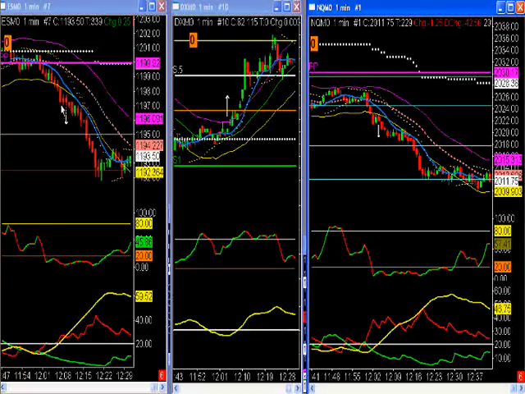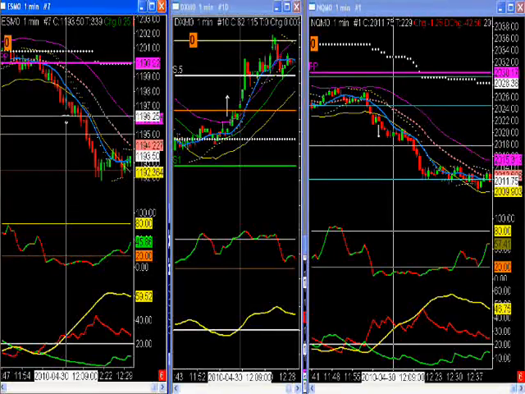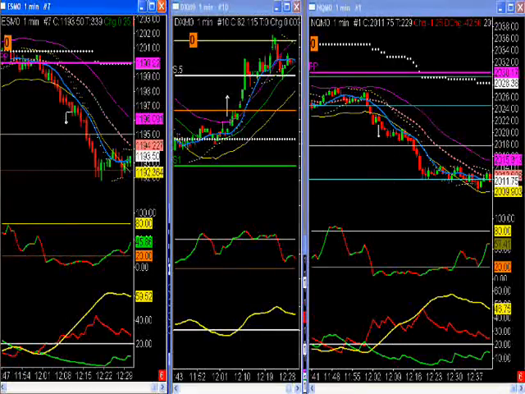On the ES, we did not have a setup until actually a little bit later. It's probably about 1, 2, 3, 4, like 4 minutes later you'd be getting in here, because the indicator was not in line on the ES until a few minutes later.